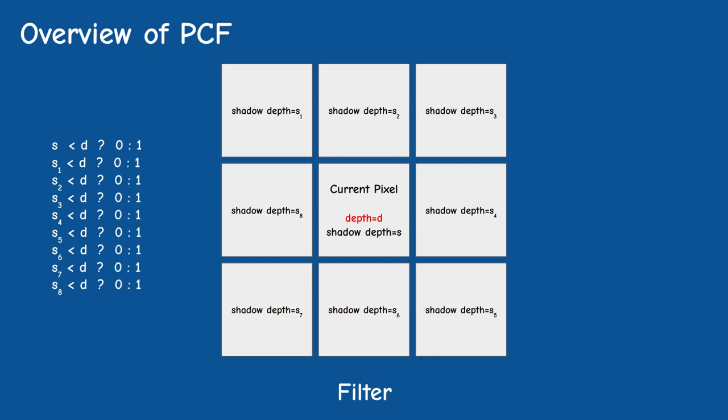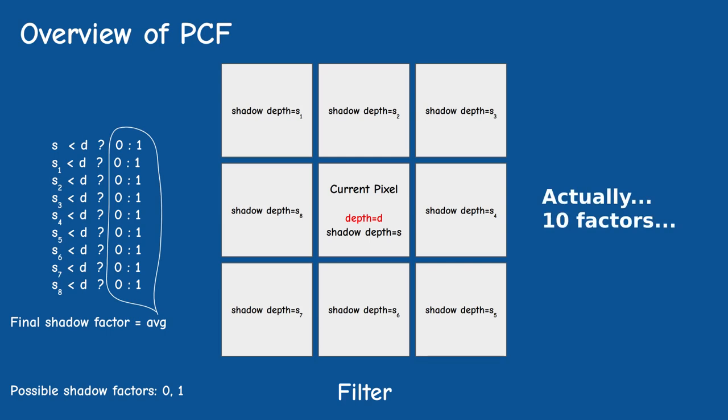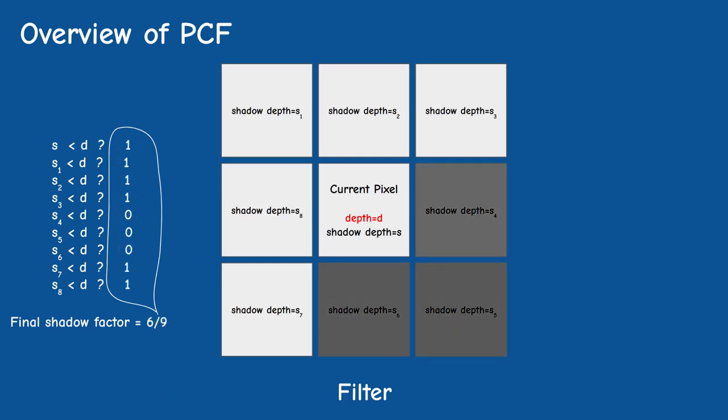The result can be either 0 or 1. The final shadow factor is the average of all these intermediate results. This means that we can have 9 different shadow factors: 0, 1, and an additional 7 factors in between, in steps of 1 over 9. This enables a much smoother transition. In the following example, the pixel in the center is actually in the light, but since there are 3 shadowed pixels in its filter, it means that the final shadow factor is actually 6 over 9, or 2/3, instead of 1. Let's see how to implement it.